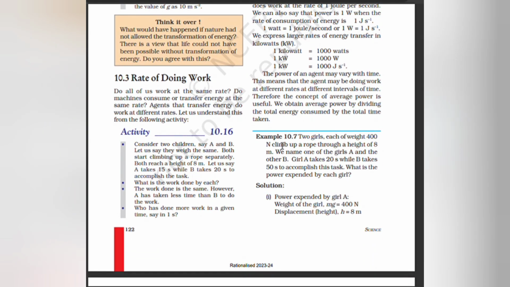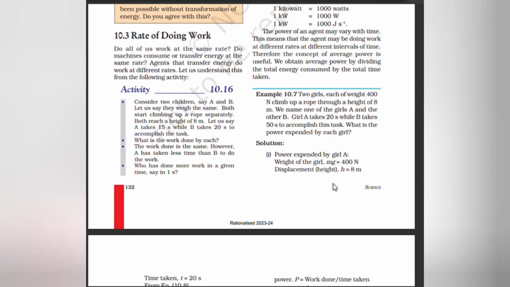Two girls, each of weight 400 Newton, climb up a rope through a height of 8 meters. We name one of the girls A and the other B. Girl A takes 20 seconds while B takes 50 seconds to accomplish the task. What is the power expended by each girl?